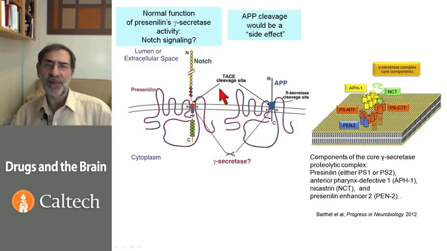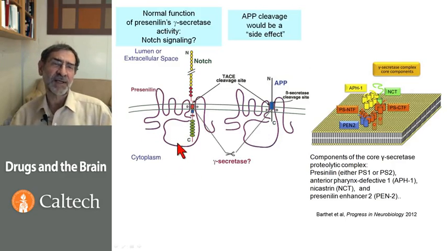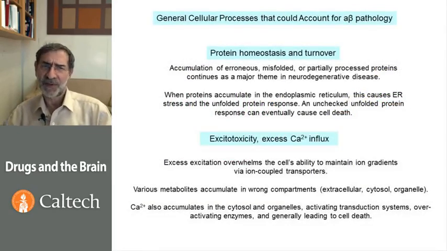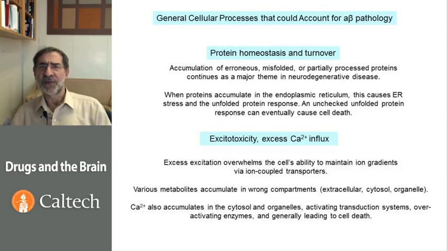And so some hypotheses are that the presenilins are adventitiously or epiphenomenologically cleaving APP, but that's not their real function. The real function is in signaling like the Notch pathway. Stay tuned for this. So in terms of pathology, one could think about two types of pathology. The first is general cellular processes that could account for A beta pathology. For instance, protein homeostasis and turnover. Homeostasis means trying to keep things constant.